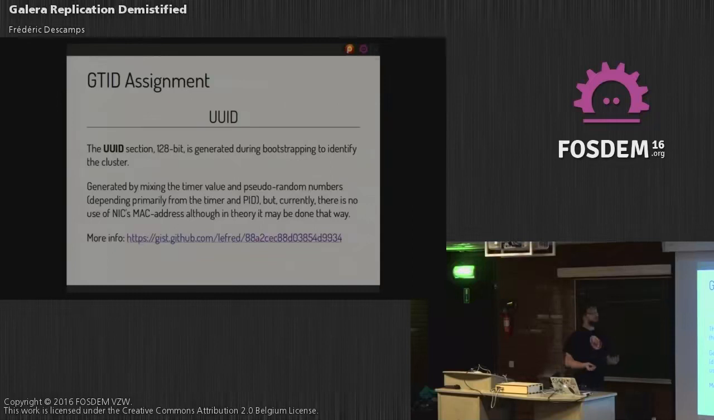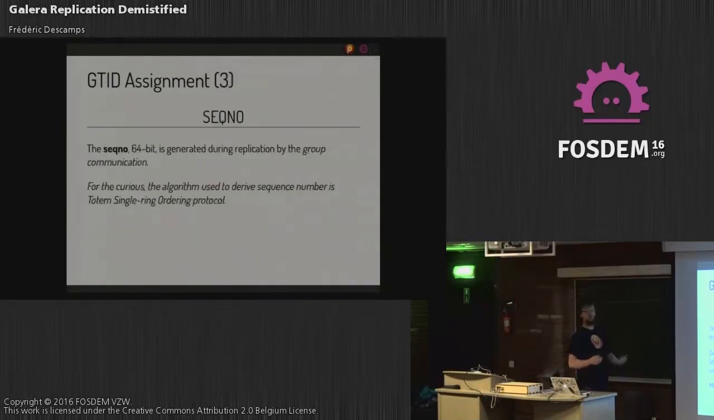So how do we assign this GTID? The UID part is 128 bits, and let's say it's completely random. And there, yeah, you should use the MAC address and stuff, which is not really the case. You can find on this GIST some information related to the code, so where it's generated, if you want to see. But let's take it's random, so there is nothing that you take control of, I would say. The sequence number is 64-bit, and it's generated during the replication itself.